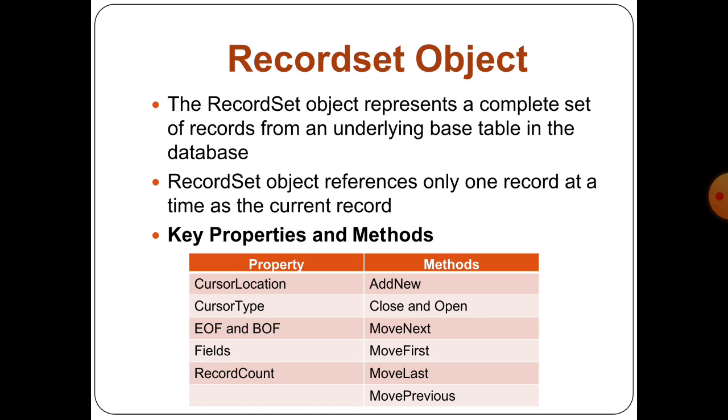If you want to add a new record, we will use the method known as add new. If you want to move to the next record, move next. If you want to move to the first record, we will use move first. If you want to move to the last record, we will use move last. And for the previous record, we will use move previous. These are the different methods associated with the record set object.